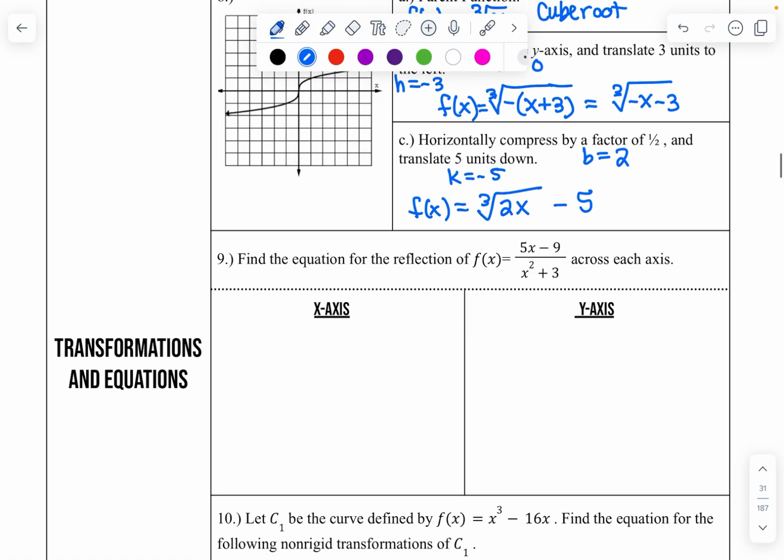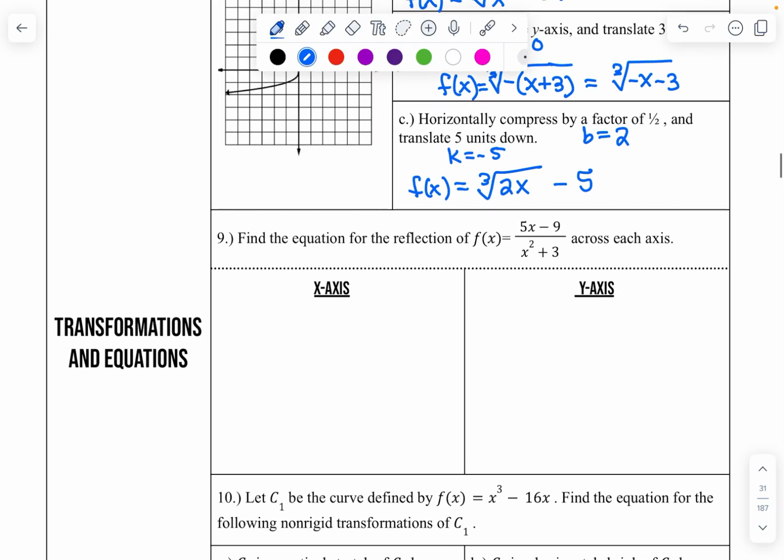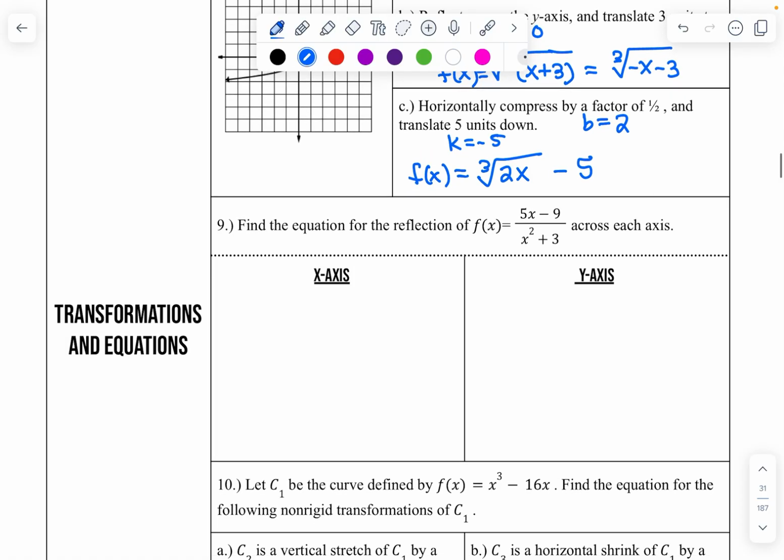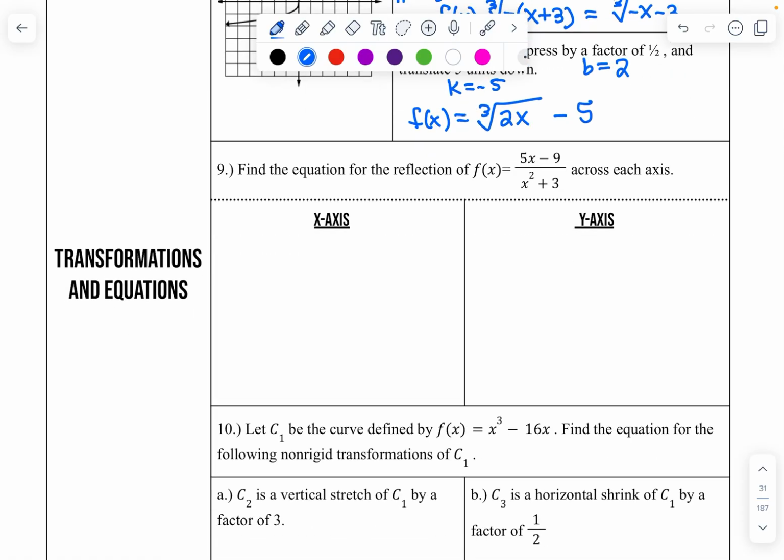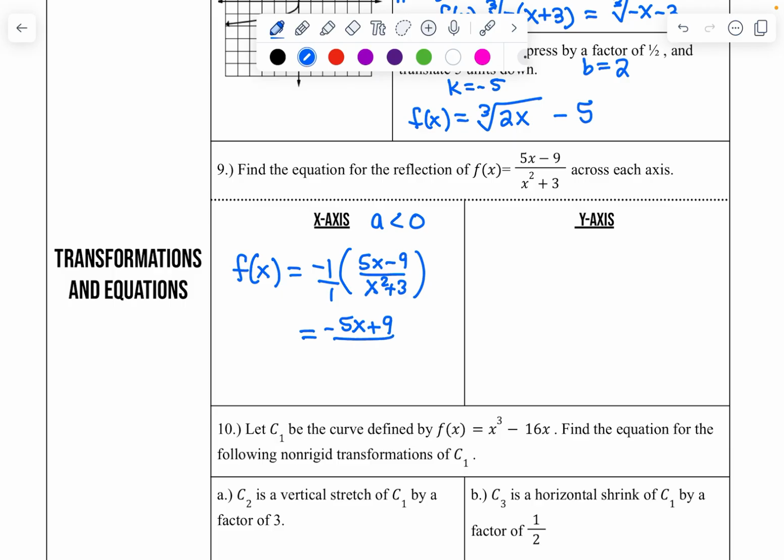All right, so we're going to find the equation for the reflection of f of x equals (5x minus 9) divided by (x squared plus 3) across each axis. So across the x-axis is vertically, so that means the a value is negative. So we're going to take our function and multiply it by negative 1. Remember, when you take a number times a fraction, it only affects the numerator. So we only distribute that negative to the top. The denominator would stay the same. So we would get (negative 5x plus 9) over (x squared plus 3).